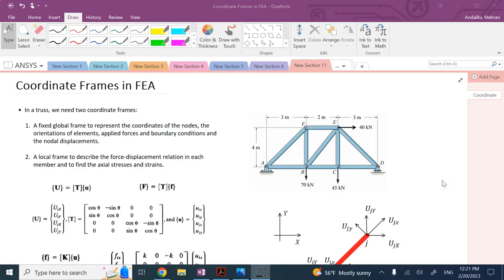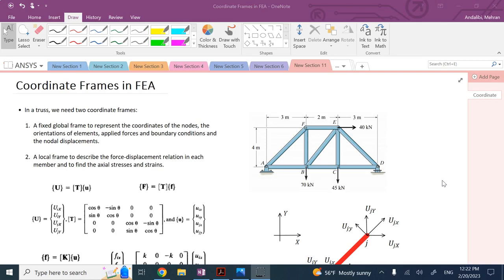Hello everyone. In this video we are going to talk about the three different coordinate frames that you'll see in finite element analysis: global, local, and natural coordinates. So to motivate you why we need different frames, let's start with a truss example.